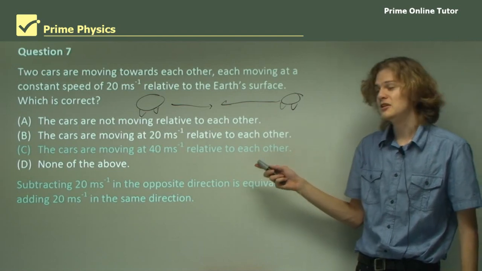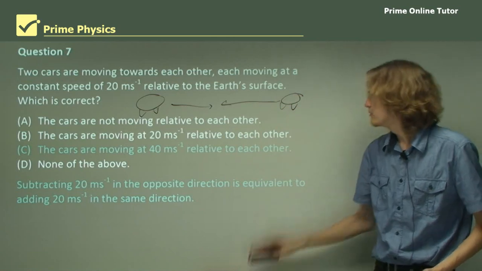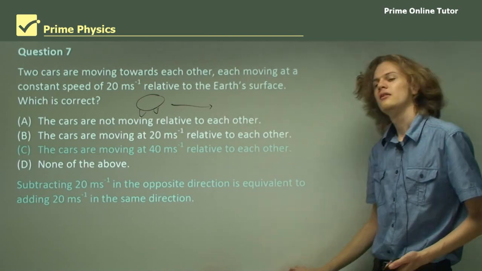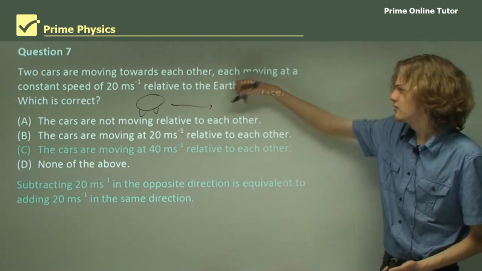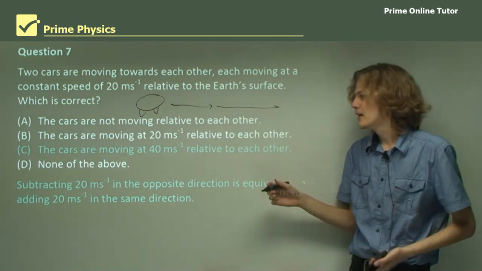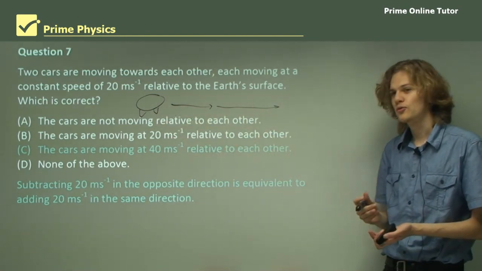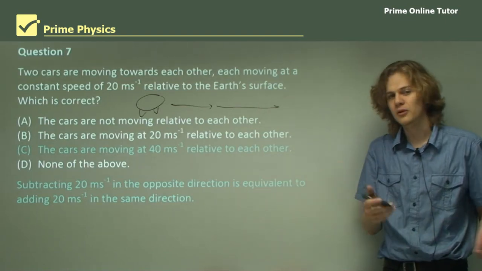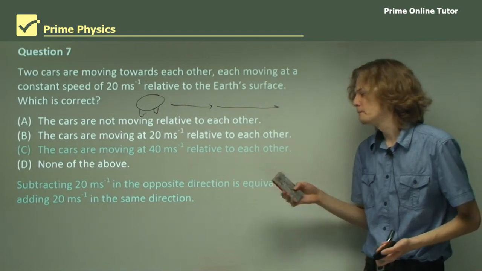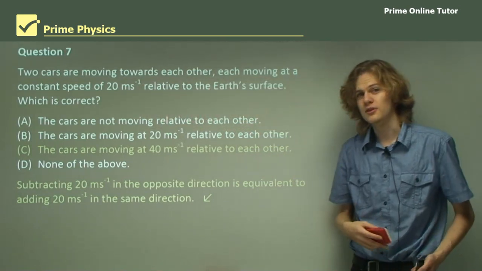The cars are moving at 40 meters per second relative to each other. Remember that if we take the observer's motion and we subtract it, we can find what they perceive the motion to be. So subtracting 20 meters per second looks like that, because the 20 meters per second was originally in the other direction. And so we can see that the other car perceives this one to be moving at 40 meters per second. Because of course, subtracting a negative number is the same as adding a number. And if we do that to the other car, we'll see that it perceives the other car to be moving at 40 meters per second as well. So, the correct answer is C. The cars are moving at 40 meters per second relative to each other.